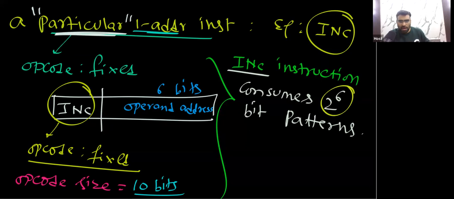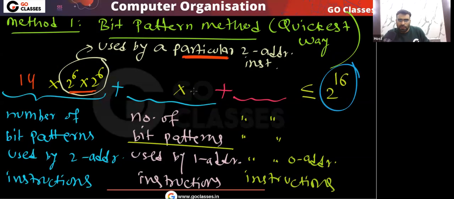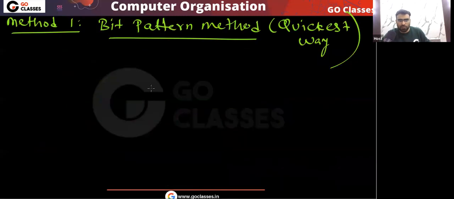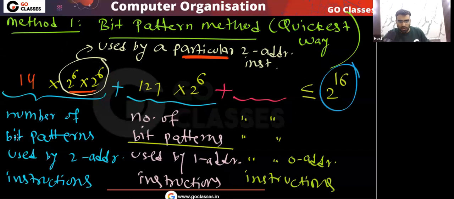Now you tell me how many we want. A particular one address instruction will consume these many bit patterns, and how many one address instructions do we want? We want 127. This is what we want, a total of 127. So, very simple. These many bit patterns will be consumed by one address instructions.